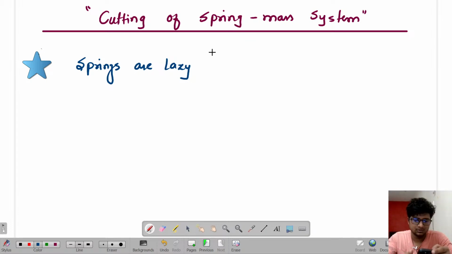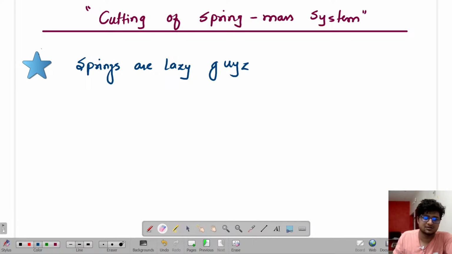Wait, one minute. Springs are lazy guys. What does this word mean? What is the spelling of guy? G-U-Y, Z or S? क्या होता है बे? G-Y-U or G-U-Y? Okay, let's put it like this.